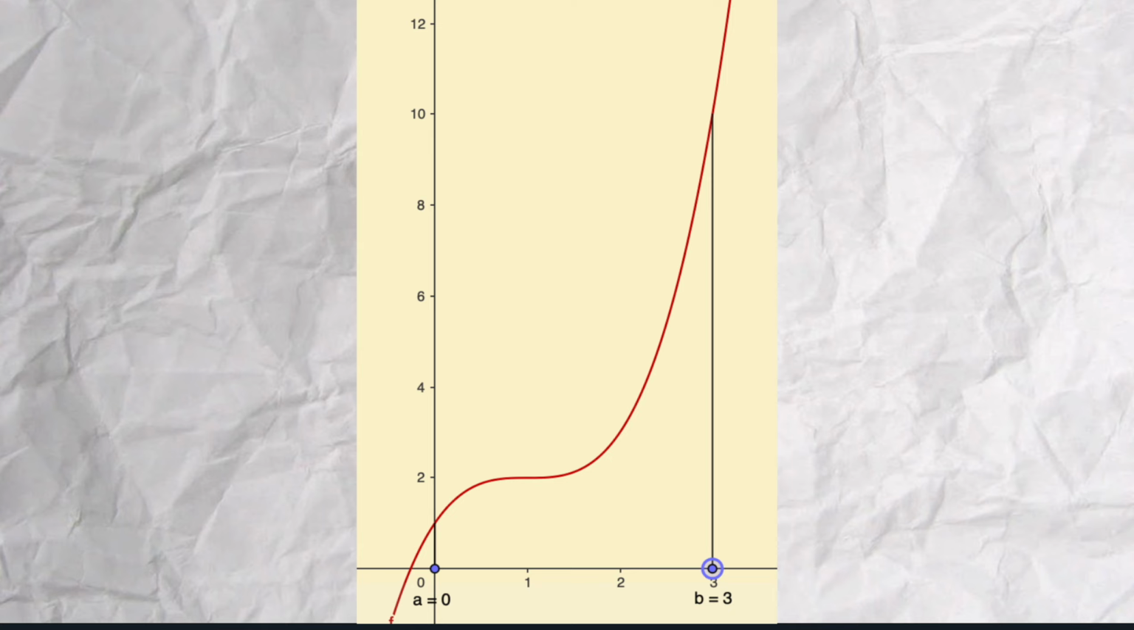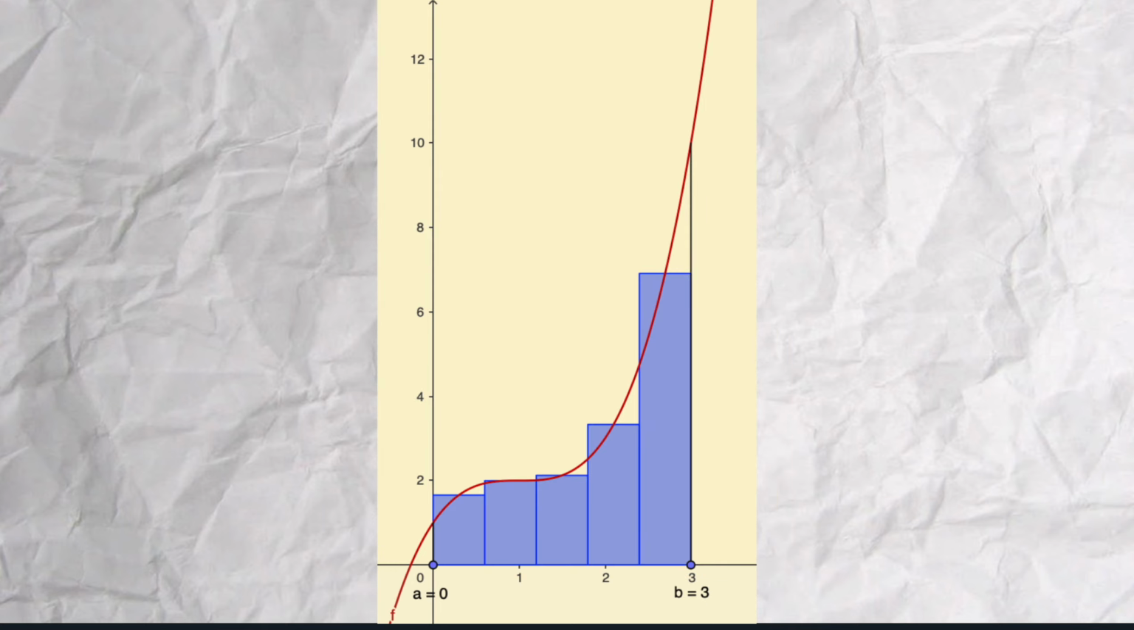What we can do is we could set up some rectangles that match the height of the curve at any specific point. Now here, if we were to add up the areas of these rectangles, which we could do pretty easily, we can get a rough estimation of what the area will be. However, we know this isn't very accurate. So let's try to get a bit more accurate.